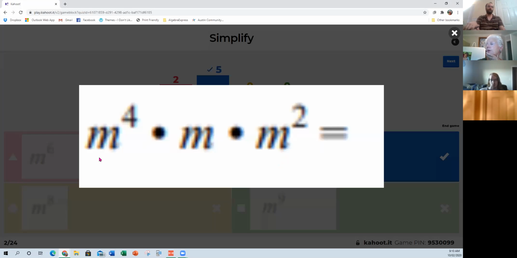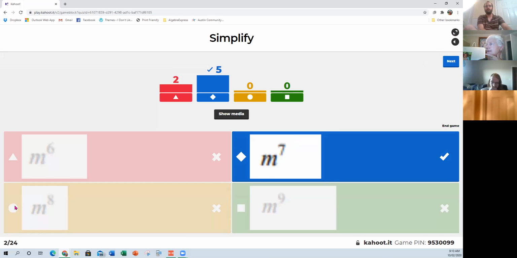Again, when you multiply and you have the same base, in this case, the base is m each time. If there is no exponent on the variable, it's an implied 1. So like that's m to the first power. So 4 plus 1 plus 2 would be 7. So that would be m to the 7th.